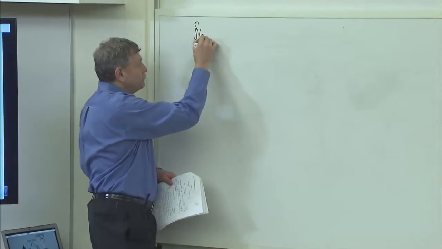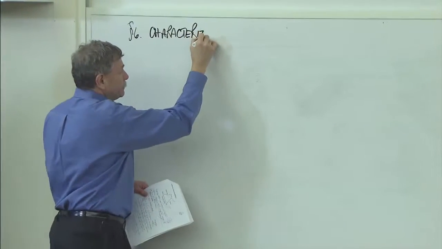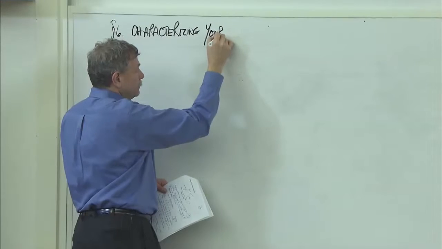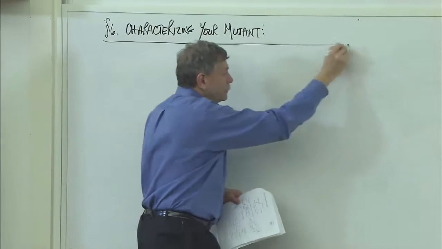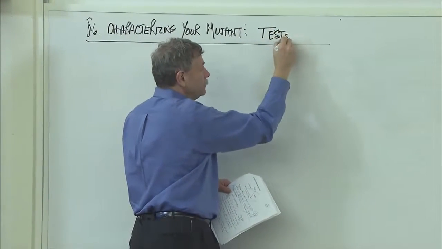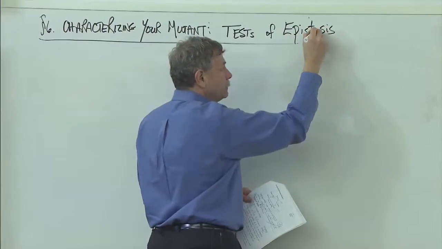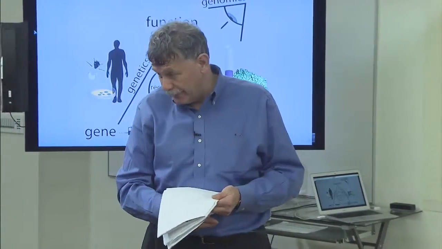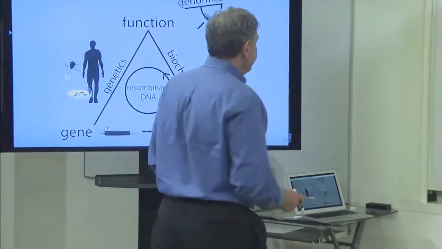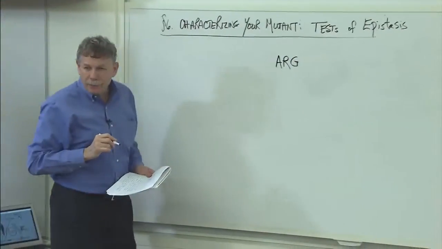Section 6, characterizing your mutant. Tests of epistasis. What is that? Well, let's begin to think about the biochemical pathway for synthesizing arginine to help us think about this kind of test. We're going to produce arginine by some kind of biochemical pathway.